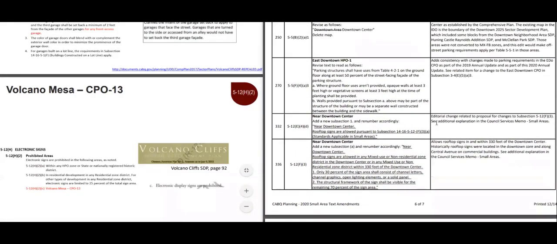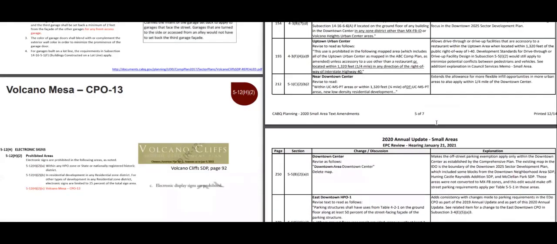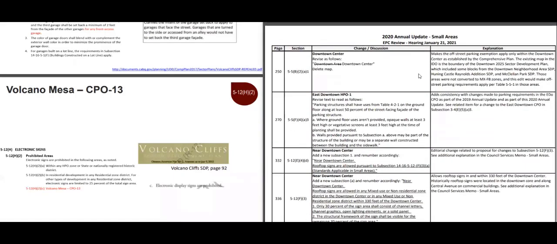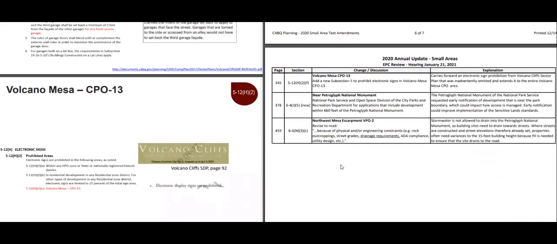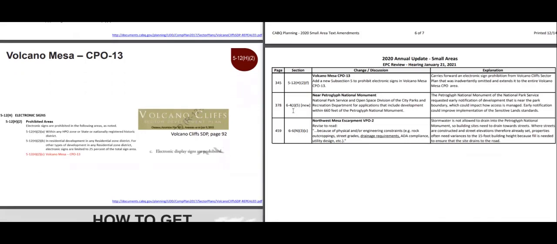There are just a couple more. I believe that we, no, we did get that one. Okay, so then the last change that is not shown in the slideshow is a change to page 378 of the IDO. It's section 64J5.